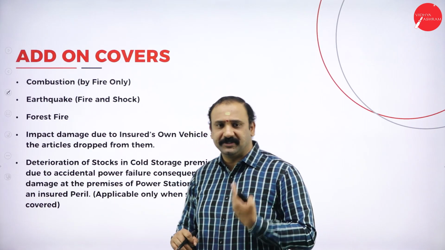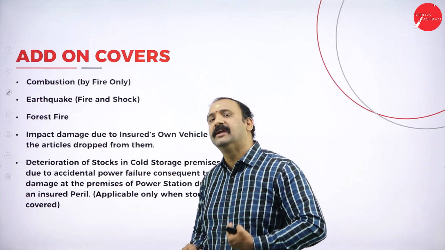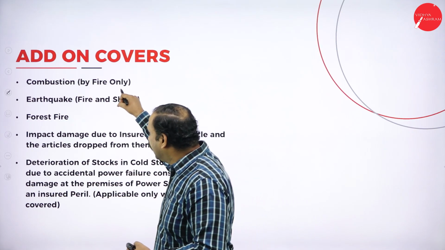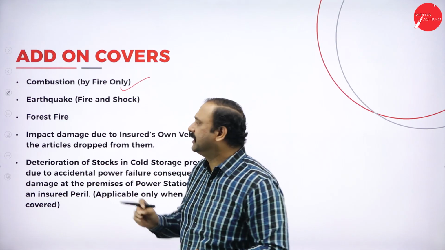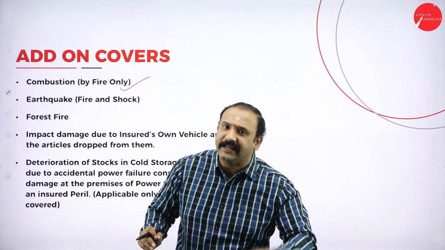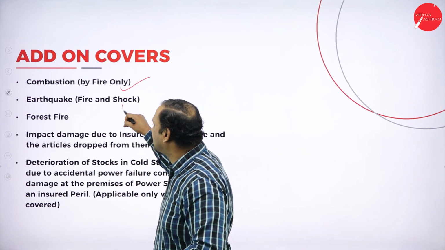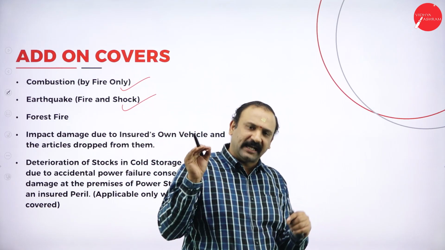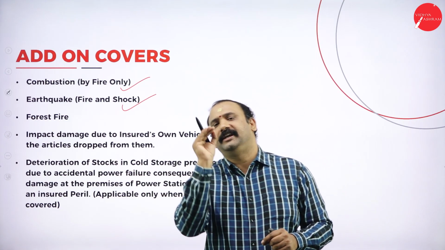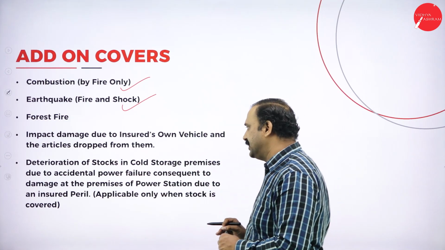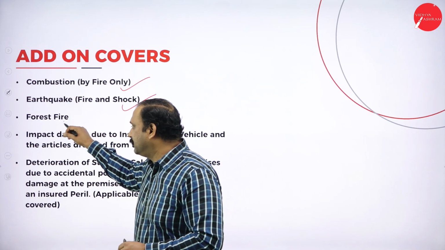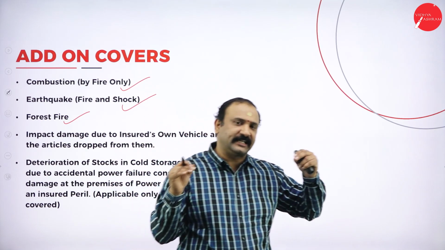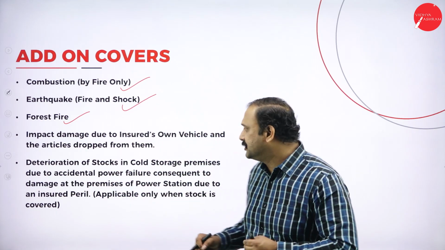Now, what are the add-on covers? When I use the word add-on covers, these are given as additional factors. Combustion by fire only: if there's going to be combustion, there's going to be some sort of chemical activity, so combustion will also be included as a part of fire insurance. Earthquake, fire and shock: because of an earthquake, if some fire incident or shock happens, that can also be given to you as an add-on. Forest fire: as I was trying to tell you, because of a forest fire, your land or property gets affected. Yes, that can be covered as a part of your fire insurance.